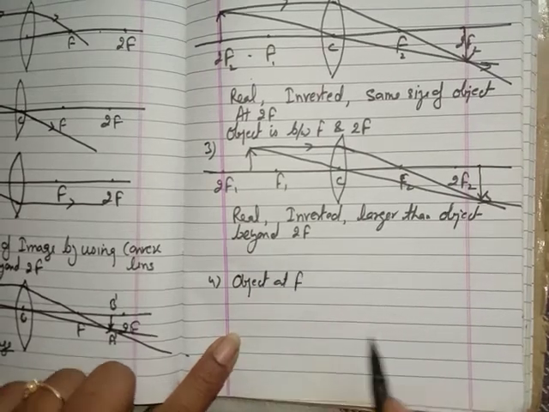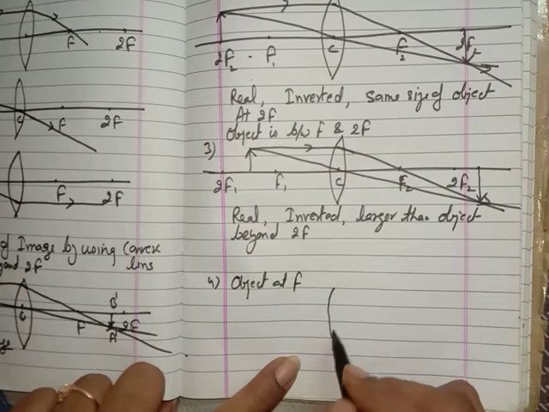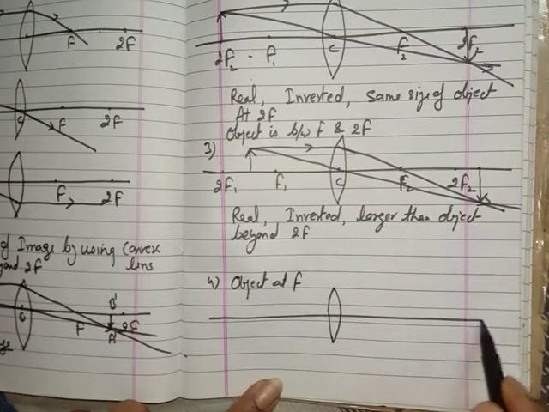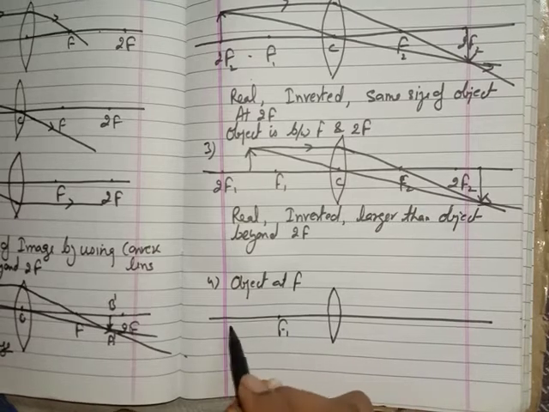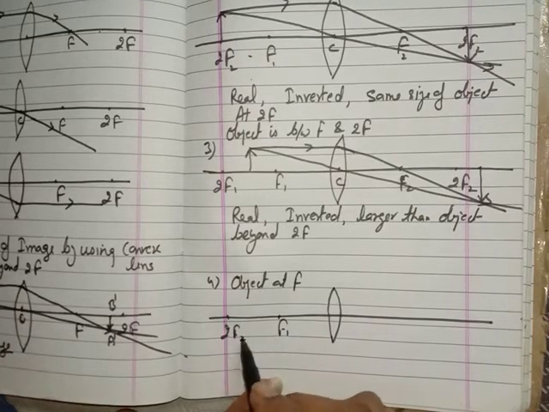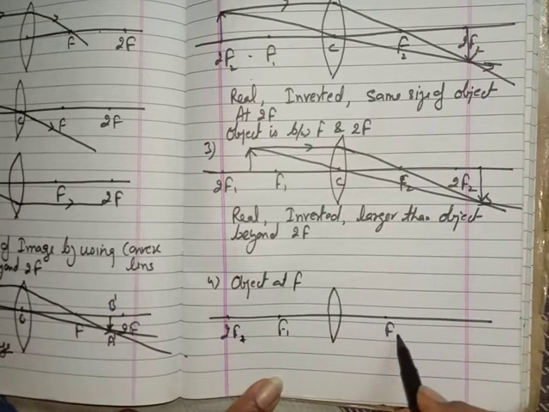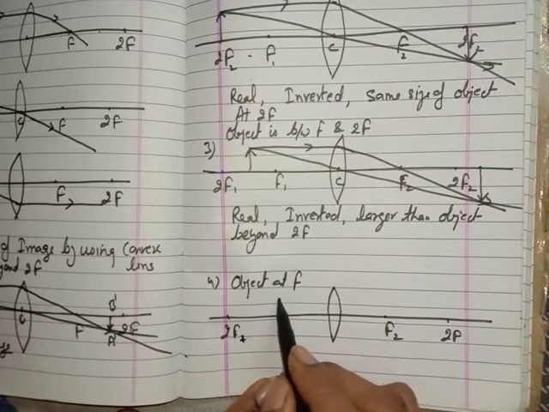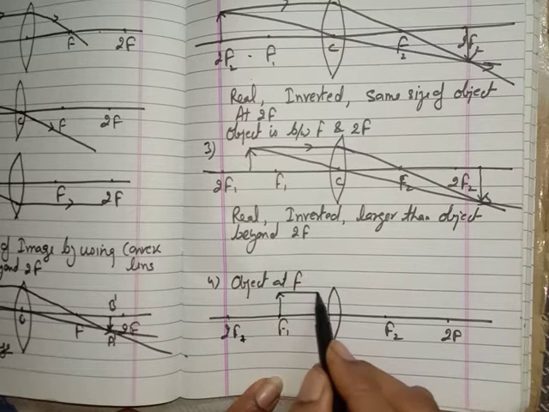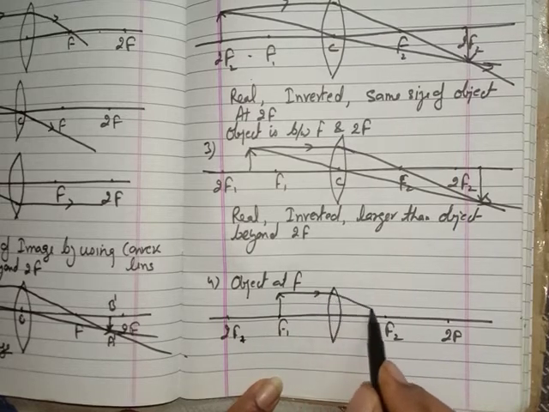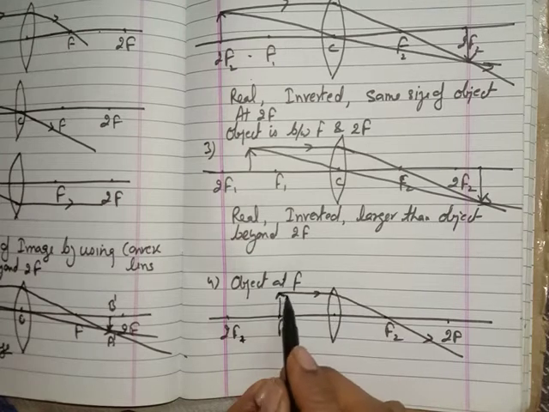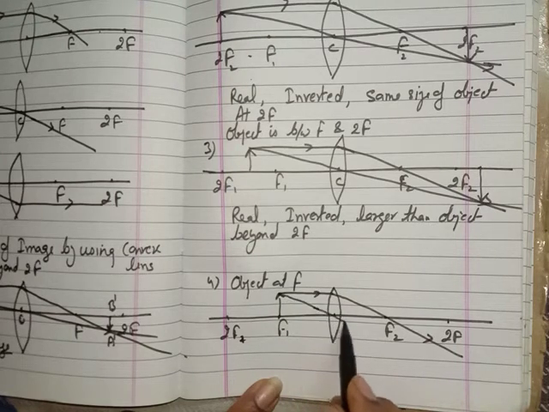Object at F means at principal focus. This is a convex lens again, and this is the principal axis and principal focus. Now we are placing the object at F. The first ray, which is coming parallel to the principal axis, passes through the principal focus, and the second ray always passes through the optical center without any deviation.